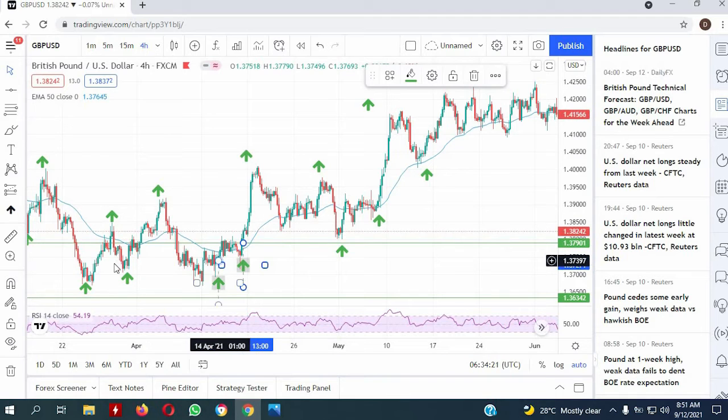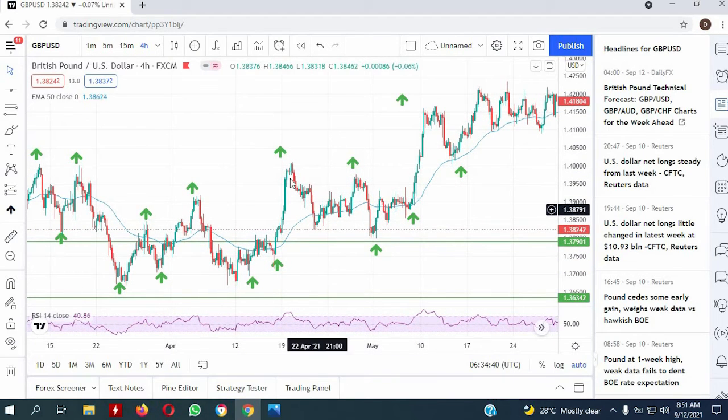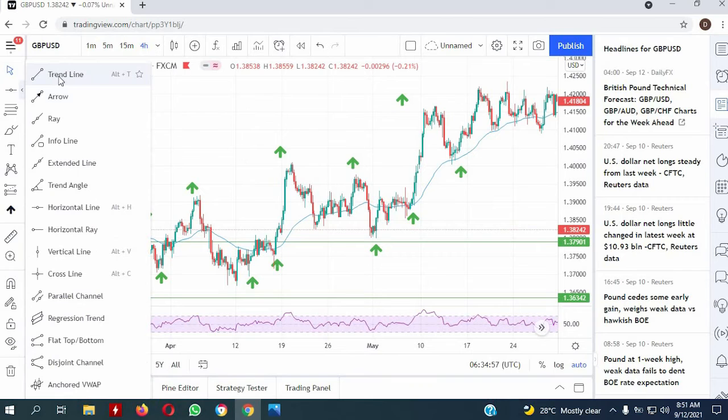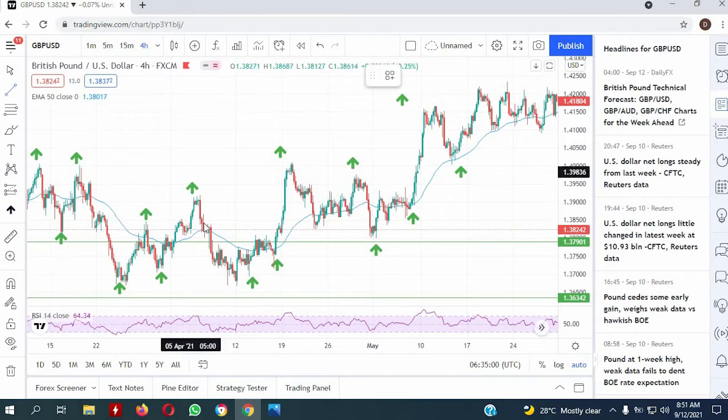All you need is to identify two clear higher highs and higher lows in any one direction, and that will confirm that the trend is a bull trend or a bear trend. Additionally, when we confirm that we have a bull trend or a bear trend, what we will further do in our technical analysis is draw a trend line. So we click on our trend line tool and we're going to draw a trend line.